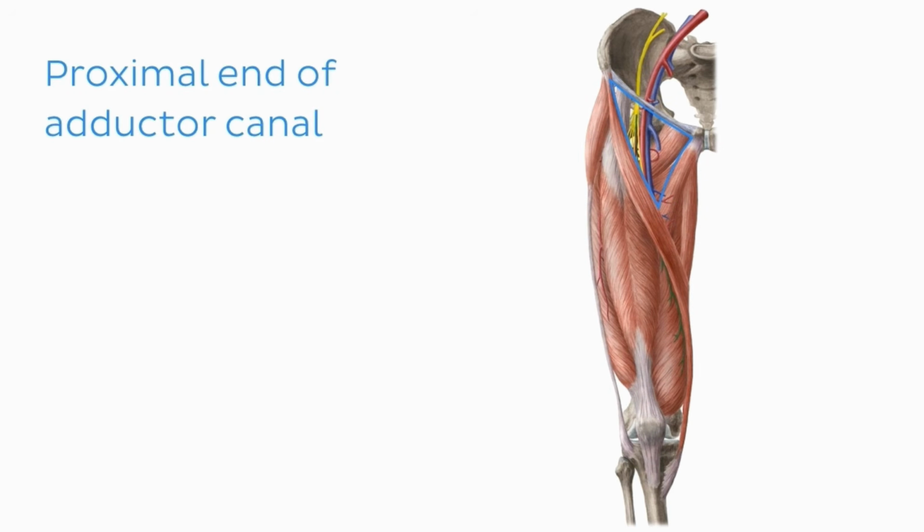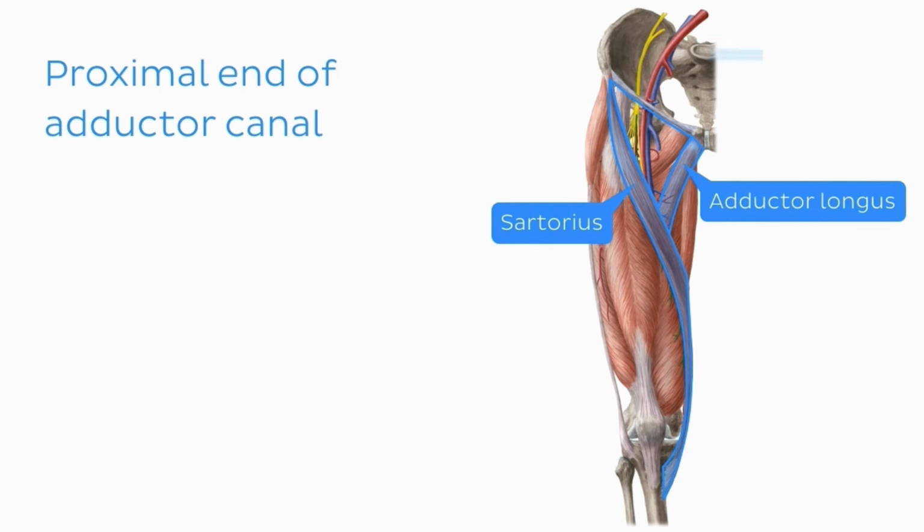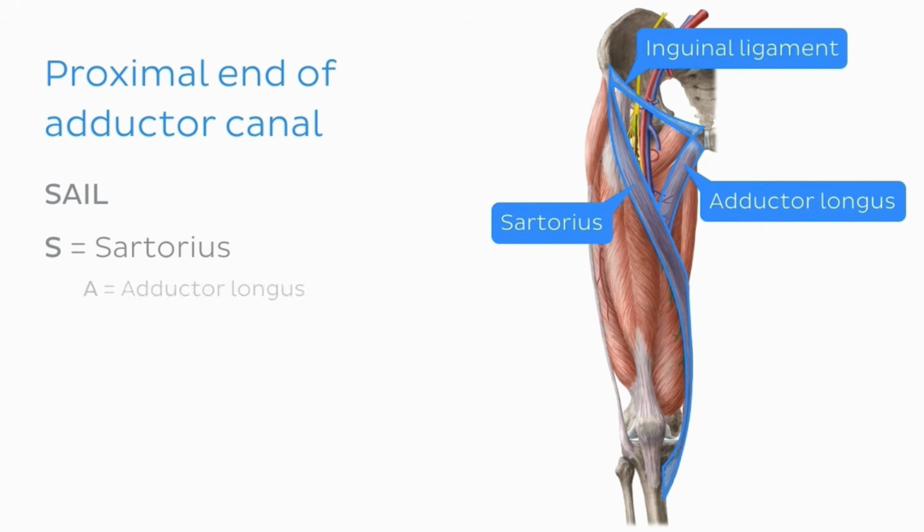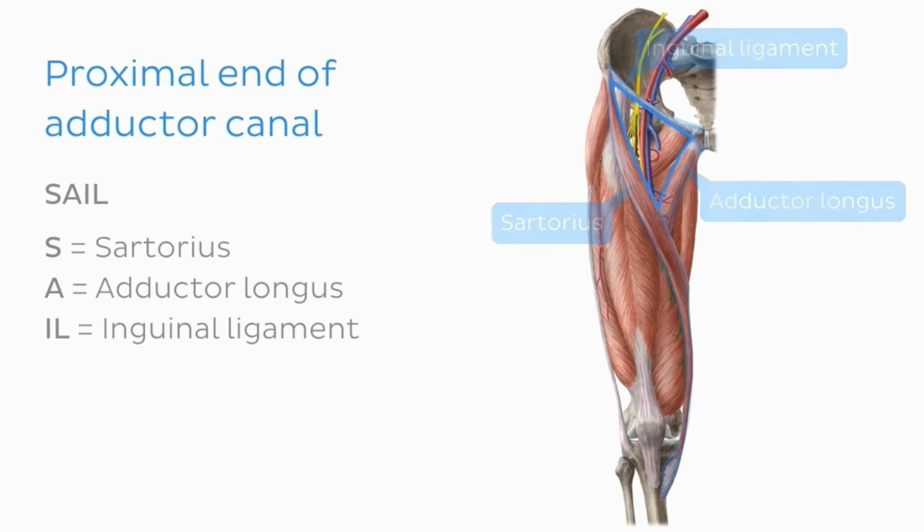So two of the boundaries of the femoral triangle are muscles that we've identified already in this video. And this over here is the proximal end of the sartorius. Medially, we have the adductor longus, and superiorly, we have a structure called the inguinal ligament. And to remember these borders, you can use the mnemonic SAIL, S standing for sartorius, A standing for adductor longus, and IL standing for the inguinal ligament. And the apex of this triangle, which we've identified already, is the proximal end of the adductor canal.